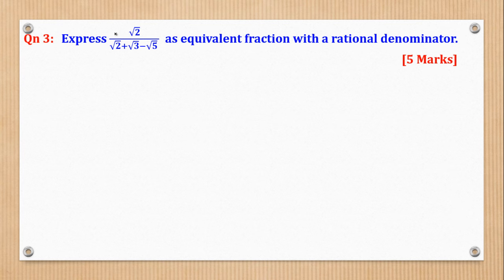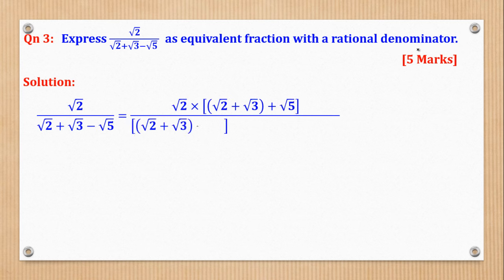Then question three was coming from surds. It says, express this as an equivalent fraction with a rational denominator. So like we did in O-level, you have to rationalize. But the funny thing is that here now there are three surds. So what you do, you first pair two of them.